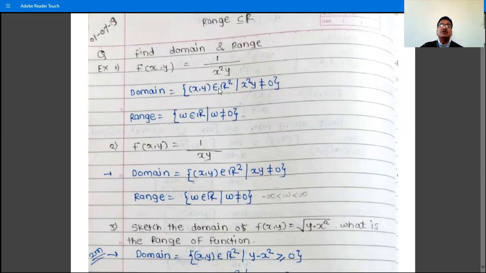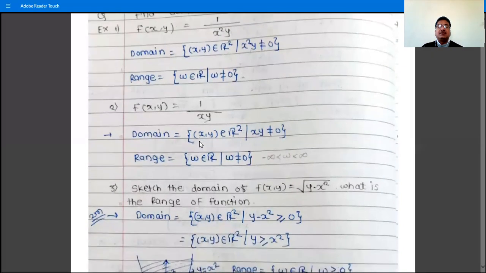So the set of images is called the range of the function. Obviously the range of the function is a subset of R. So it is the set of elements w from R such that w is not equal to 0. Because if w is 0, then x and y would both be 0, and 1/0 is infinity. So just write that w belongs to R, w is not equal to 0. This is the range of the function. So write the range of the function for all examples as w not equal to 0.